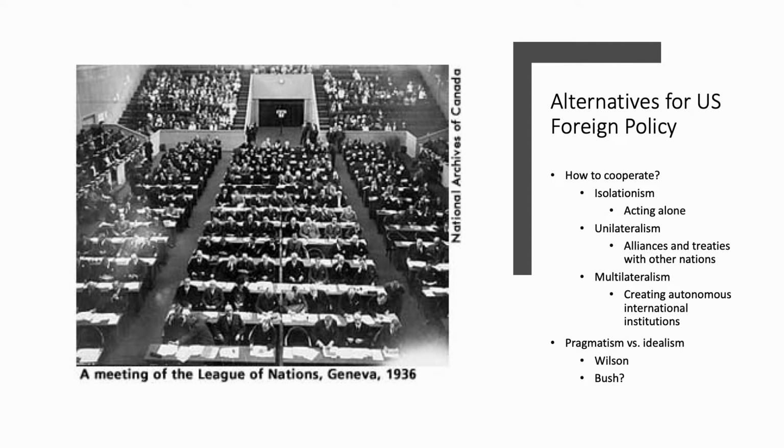Now, isolationism means, briefly, I'm going to expand on all of these, but it means basically the U.S. acting alone. Unilateralism means selective alliances and treaties with other nations from time to time that we deem to be in our best interest. And multilateralism means creating basically autonomous international institutions that we work through and with.